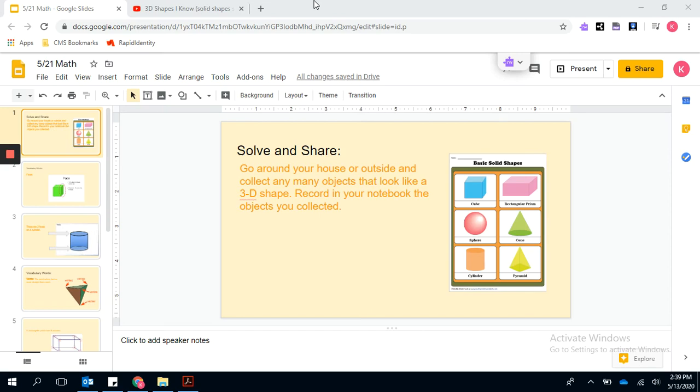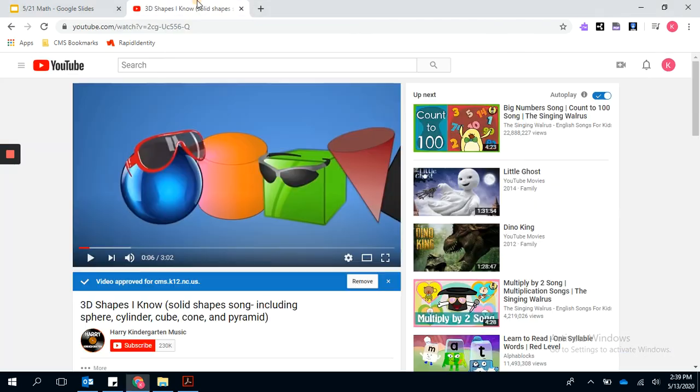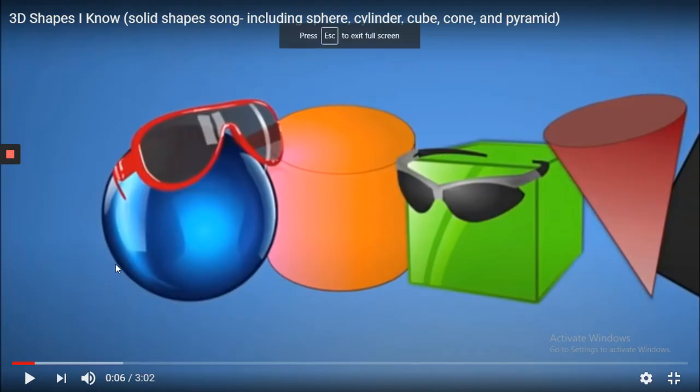Math lesson today, but before we get started, we're going to listen to a fun 3D shape song so you can sing along and have fun with this song.